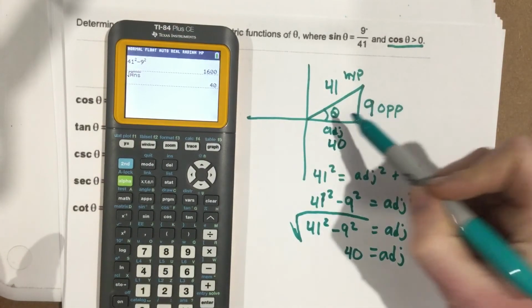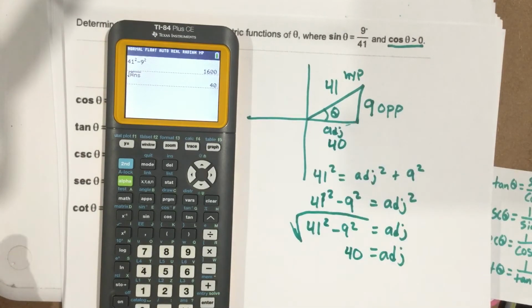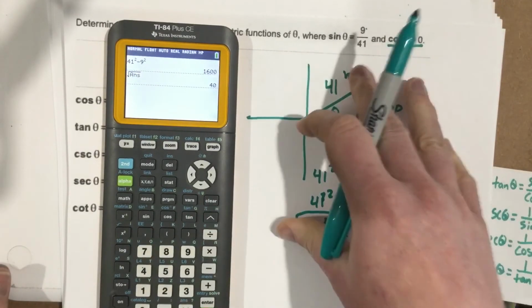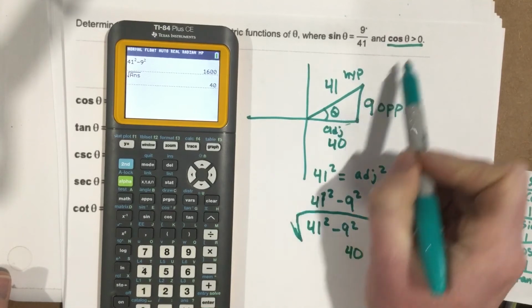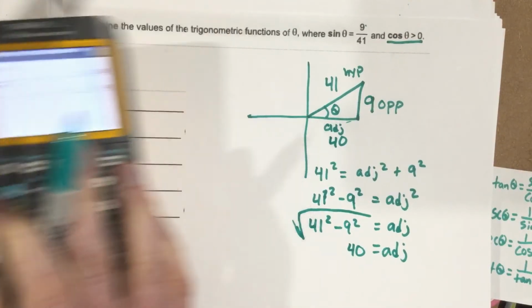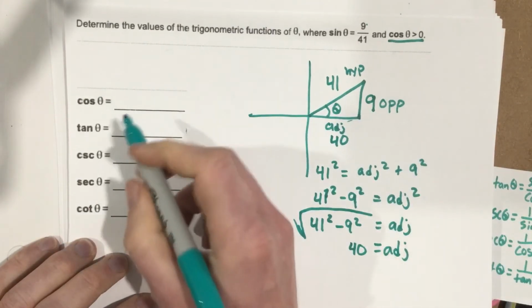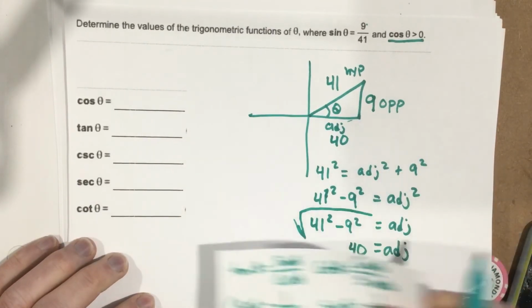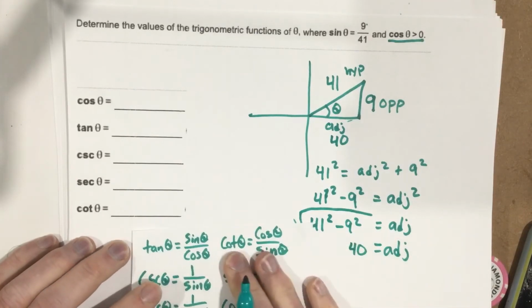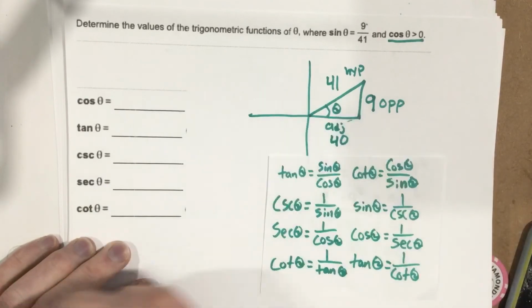Once we've identified the quadrant, drawn the triangle, found all three sides, the rest of the problem is very simple. That's the most important part. Identify the quadrant using your knowledge of sine and cosine being positive and negative, and then draw the triangle and find the other side. After that, we can use some reciprocal identities along with our triangle here to figure this stuff out.